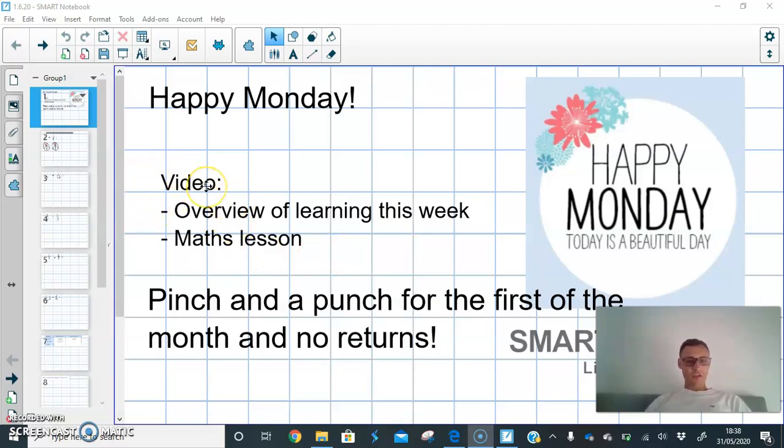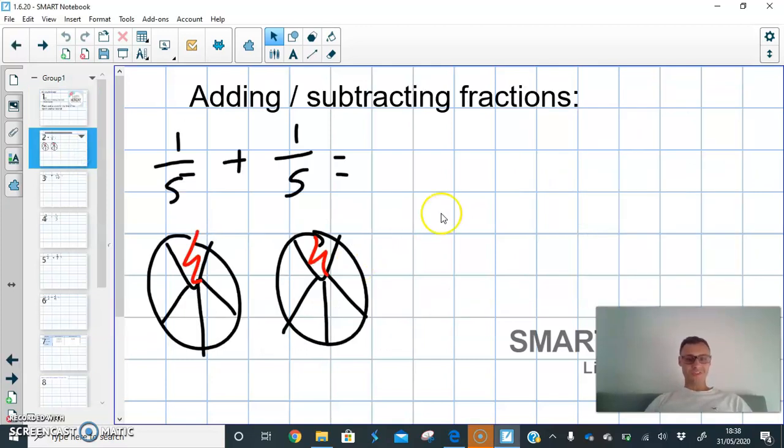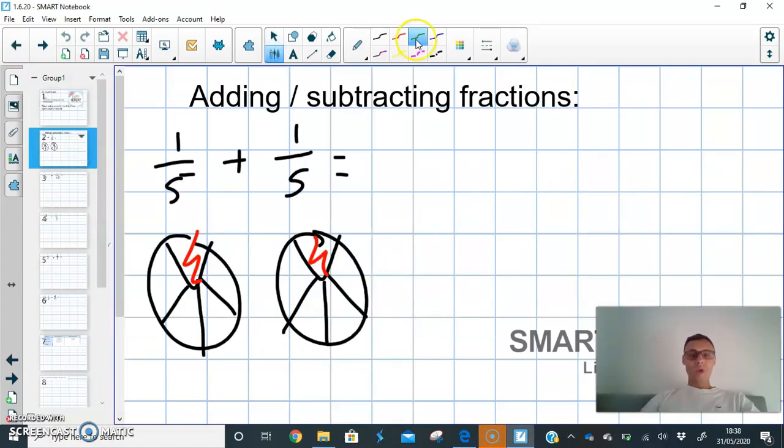So this week, I'm going to talk you through the overview of learning for this week, and also give you a quick maths lesson as well. We're going to start with the maths lesson and then talk you through what is needed. So remember, we are setting fractions work on My Maths for you because, like last time, we're not confident that you are secure on adding and subtracting fractions, so we're going to revisit this week.